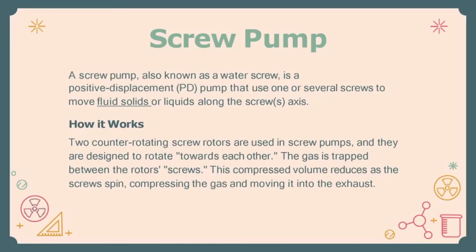The screw pump, also known as a water screw, is a positive displacement or PD pump that uses one or several screws to move fluid, solids, or liquids along the screw. How does it work? Two counter-rotating screw rotors are used in screw pumps, and they are designed to rotate towards each other. The gas is trapped between the rotor screws. This compressed volume is reduced as the screws spin, compressing the gas and moving it into the exhaust.